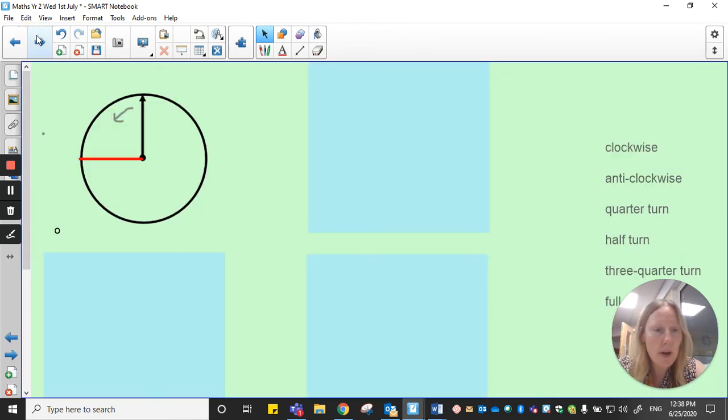Okay, so it's going to be time for your home learning book in a second. You're going to do a little bit of independent work, but I'm going to show you what to do first. So you can see there a clock. Well, it's a circle, but imagine it's a clock. That will help you think about the direction.